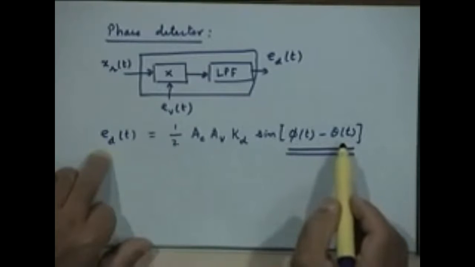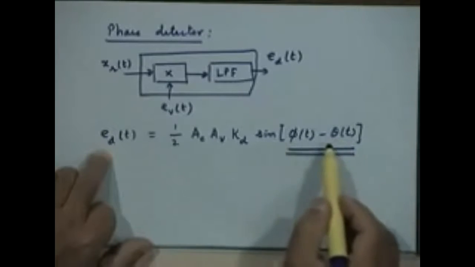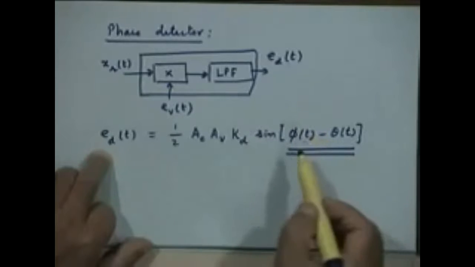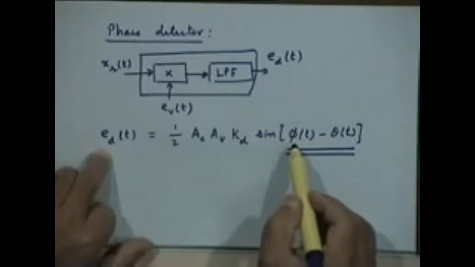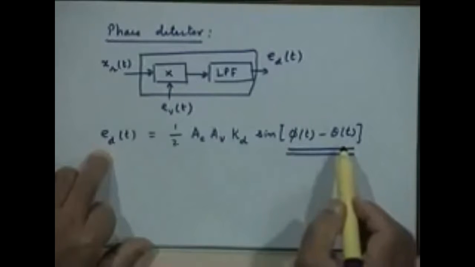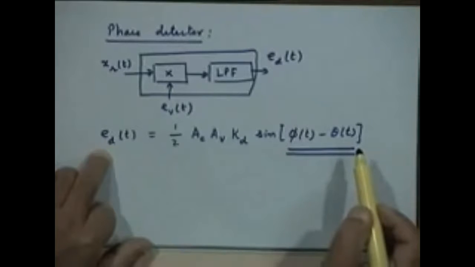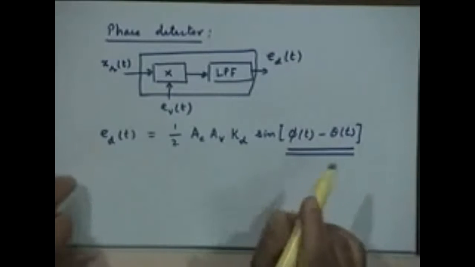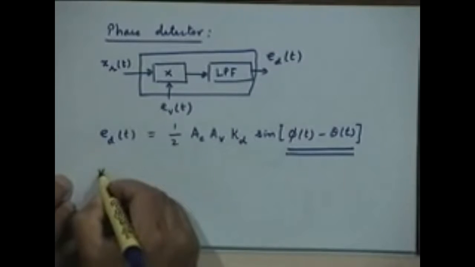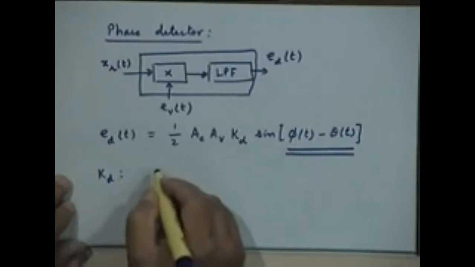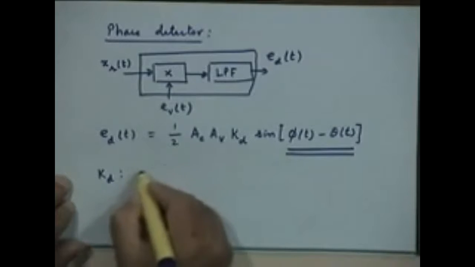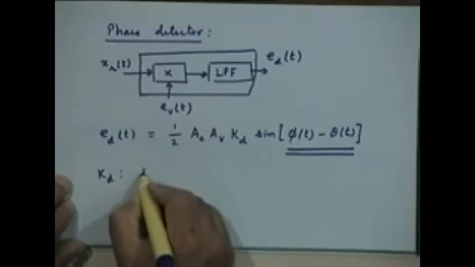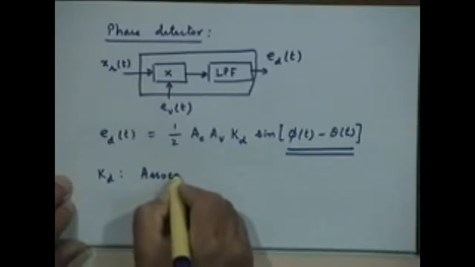Of course, when phi of t minus theta of t is small, then this nonlinear dependence will also become almost linear, because you can approximate sin of phi t minus theta t as equal to phi t minus theta t when the argument is small. So, k_d is a phase detector constant which is associated, in fact this whole thing is a phase detector constant, but k_d is associated with a multiplier.